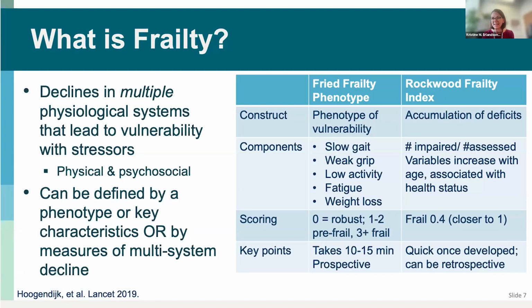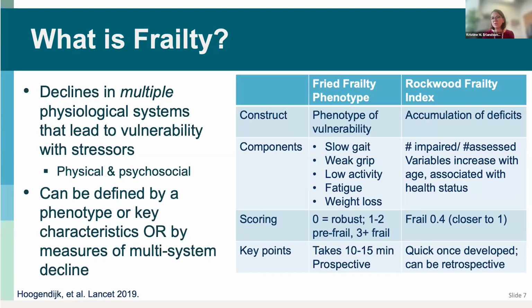It does take about 10 to 15 minutes to assess, so it's a little bit challenging to implement in some clinical settings, and it's often done prospectively as we're looking at how fast can someone walk, what's their grip strength, has their weight changed. The Rockwood Frailty Index, on the other hand, is essentially the idea that the more things that someone has wrong, the more likely that they're frail.